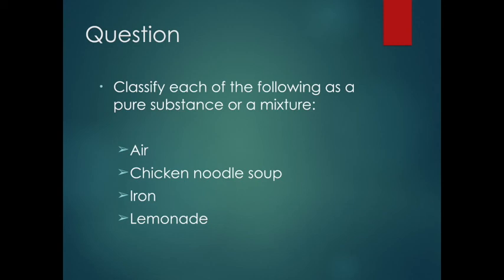Okay, chicken noodle soup would be heterogeneous, right? Because we can see what's in the chicken noodle soup. We can see noodles, we can see chicken, we can see broth, carrots and celery. So we can see the different components. Okay, then iron. Iron is on the periodic table. It is a pure substance. It's an element. And then lemonade, that one's kind of tough because it depends on if you have pulp in your lemonade or not. If there's no pulp and there's only one phase, okay, then it would be considered homogeneous. But if you had pulp in your lemonade, then we would say it was heterogeneous. So that one's a little tricky.